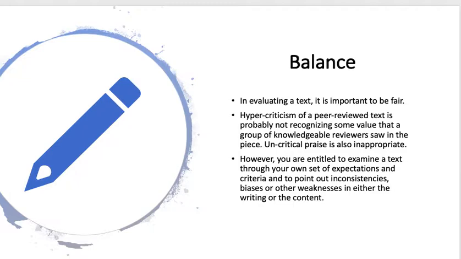Critical reviews are generally a combination of negative and positive comments on a piece of academic writing. In evaluating a text, it is important to be fair and balanced. Uncritical praise is not appropriate. Hypercriticism of a peer-reviewed text is probably not recognizing some value that a group of expert reviewers saw in the piece. You might want to go back and look at your own biases or something you may have overlooked.